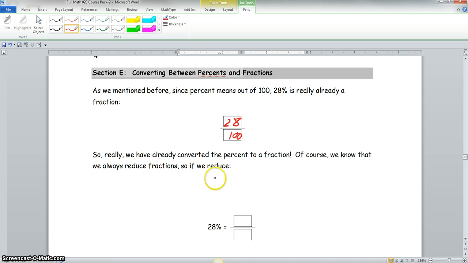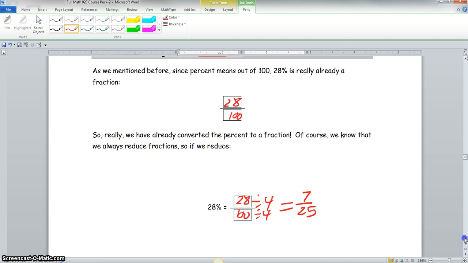So if we reduce 28%, it is equal to, first we had 28 over 100, and we know 4 goes into both of these numbers evenly. 28 divided by 4 is 7, and 100 divided by 4 is 25. So it's 7 over 25.